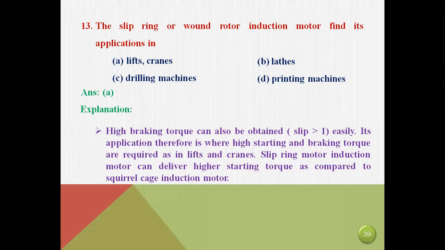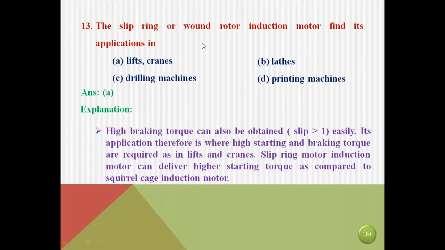Then we have seen the equation for the torque. Torque equals a constant K times S times E2 squared, divided by (R2 squared plus (S X2) squared). We have already seen these things. Now we are supposed to solve some MCQs.